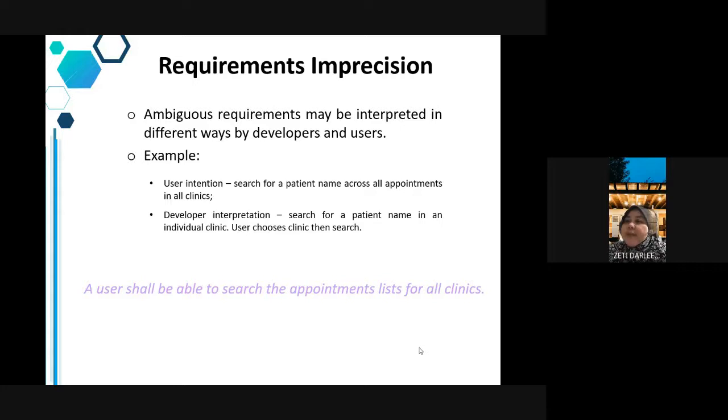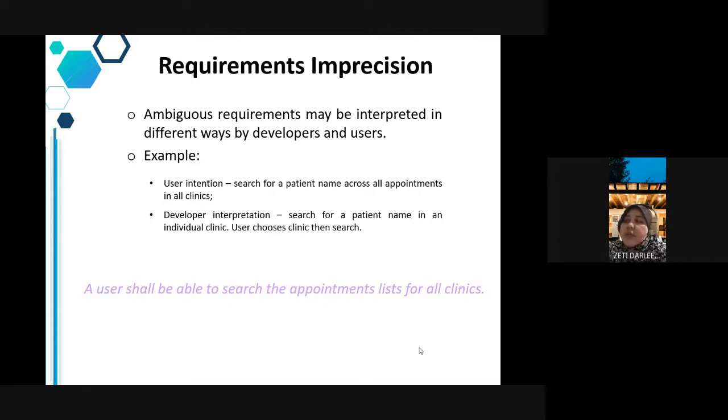So for example dekat sini kita kata search tadi user intention, apa yang user nak, dia kata search for a patient name across all appointments in all clinic. Tapi bila developer yang bacanya mungkin dia interpret search for a patient name in an individual clinic. So user chooses clinic, then search. So how are we going to go about it like this? So developers pun kena clear that ataupun bagi multiple example on the scenario on what is going to happen.